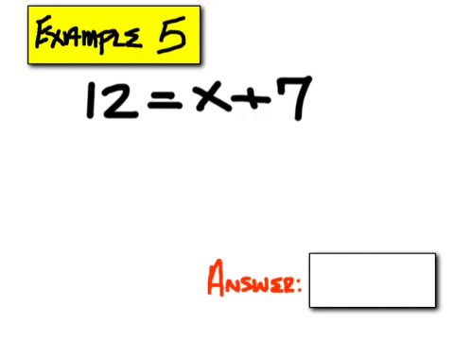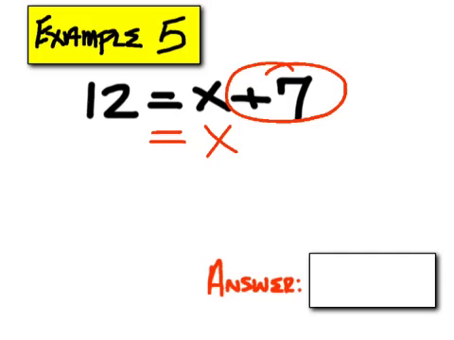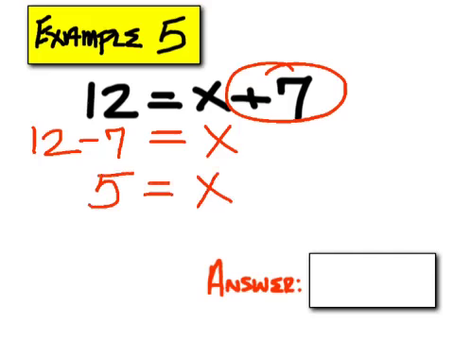Example number 5. The x is on the right side. Leave it on the right side, but move what's with it to the left. Make it minus 7. Answer is 5.